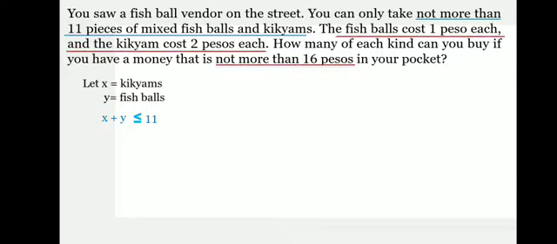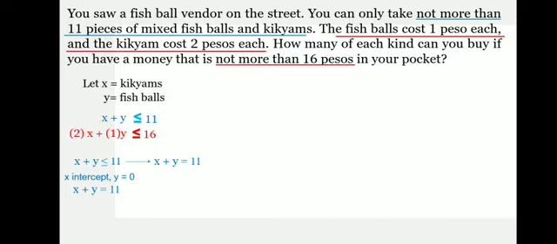Okay. And then, yung susunod na equation natin is about their prices. So, magiging 2 daw ang kikiam at ang fishball ay 1. At ang magiging pera mo lang is not more than 16 pesos. That is, 2x plus y is less than or equal to 16 pesos.